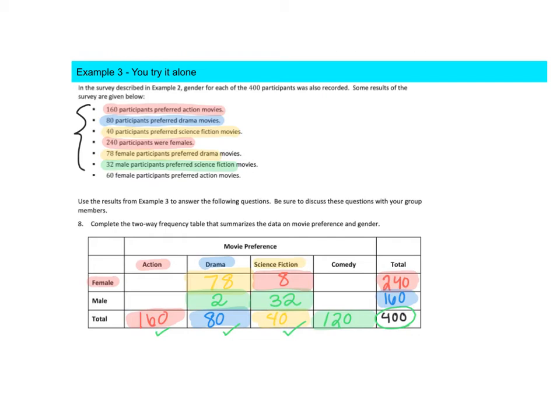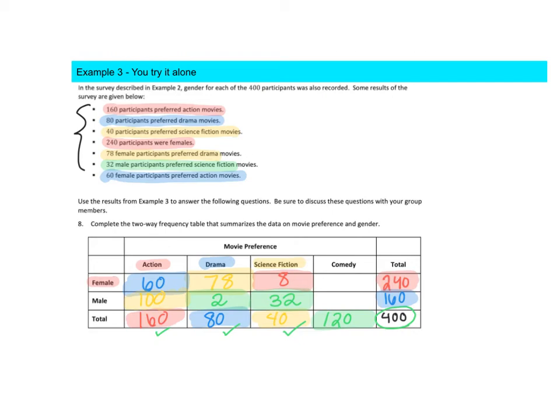Next, it says 60 female participants preferred action. So for our female action, we have 60. So what would be the males right here? How many males would prefer action? If 60 were females, there's a total of 160. That leaves 100 to be accounted for.